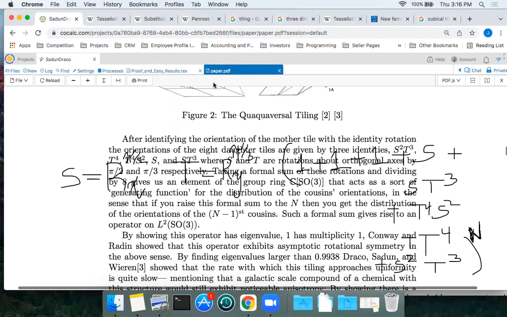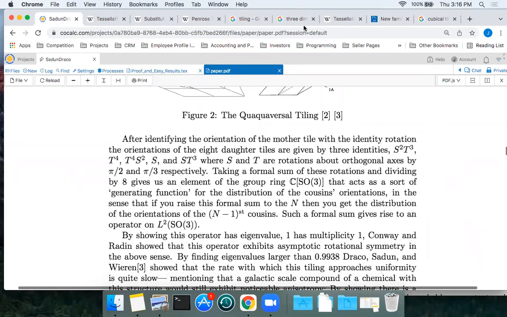One way to measure the rate with which you approach uniformity, or how close you are to uniformity already, is to take a function. Implicitly, I've been doing this the whole time: I've been associating orientations with elements of SO3. I hope you're fine with that.